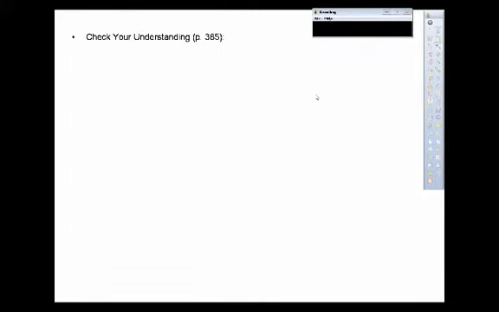Okay, check your understanding on page 385. So if you'll stop and check your understanding on page 385. All right, question number 1. You shuffle a deck of cards, turn over the top card, put the card back in the deck, and shuffle again. Repeat this 10 times. Let X equal the number of aces you observe.